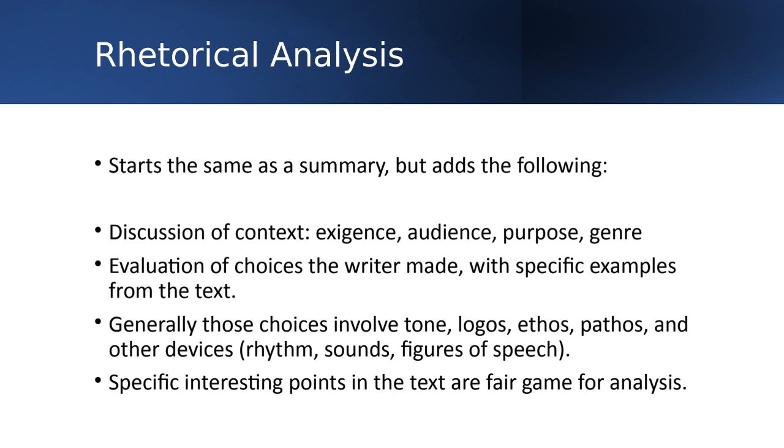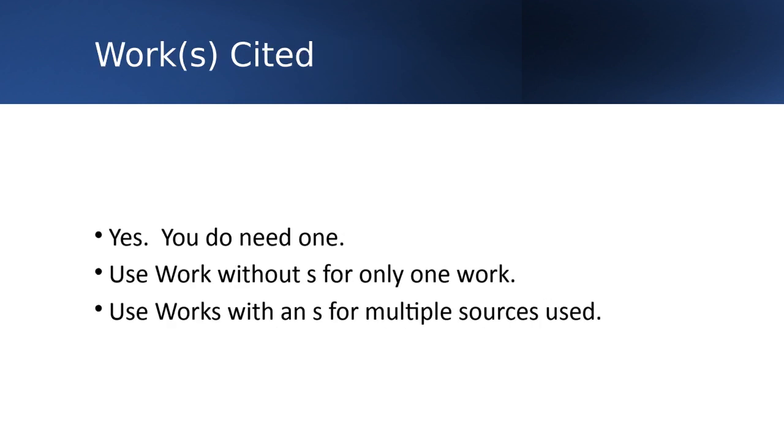Generally, these choices involve different aspects of rhetoric like tone, logos, ethos, pathos, other devices like rhythm, sounds, or figures of speech, all of those kinds of things. In this case, if there's something really specific and interesting that jumps out at you, they would be fair game for this kind of analysis, but they're not really in a summary per se. And then the works cited, yes, you do need one. Use work without the S if there's only one work, which probably there will be on a summary or rhetorical analysis that you might do. Use works with an S for multiple sources used.